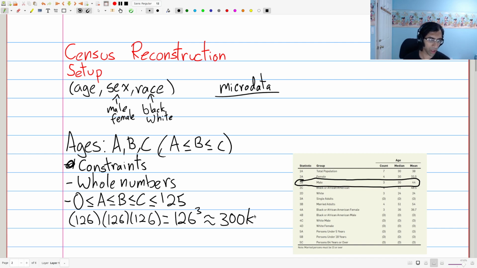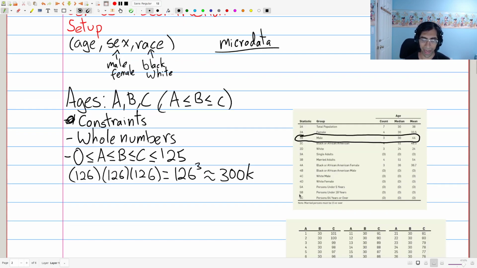However, we know a lot more than this. We also know we haven't actually used any of this data in this aggregation table. Let's see what we have there and what we can do with it. So what do we know about this?